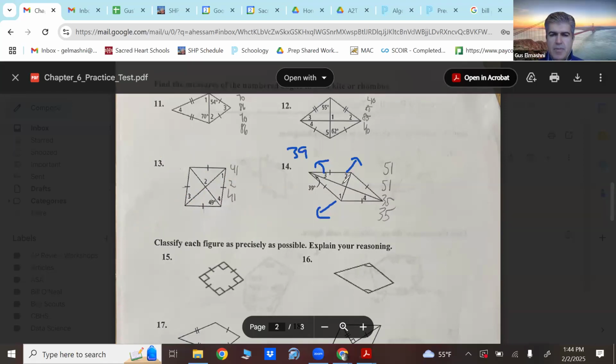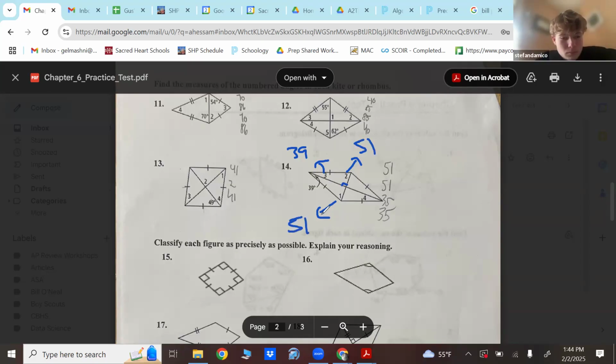That's 39. That's 90. That's 51, and that's 51. And that has 39 also. It makes sense because that's the 78, you get 102. And these are parallel as well. So okay, cool.